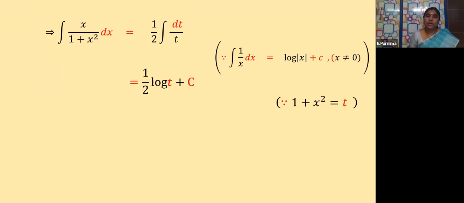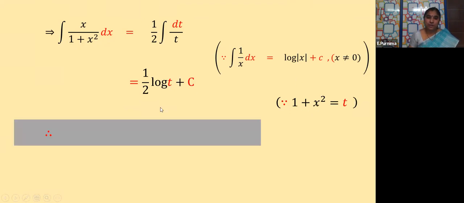And what is another one here? We know that 1 plus x square is t. As I said, when the question is in terms of variable x, the answer also should be in terms of variable x only. But here what did you get? It is in terms of t. Now the last step is what? Here we have to replace this t, means we have to get back to our solution in terms of x. So what is t now? t is nothing but 1 plus x square, what you have assumed. So let us replace that. Integral x by 1 plus x square dx is equal to 1 by 2 into log of 1 plus x square plus c. Is it clear, children?